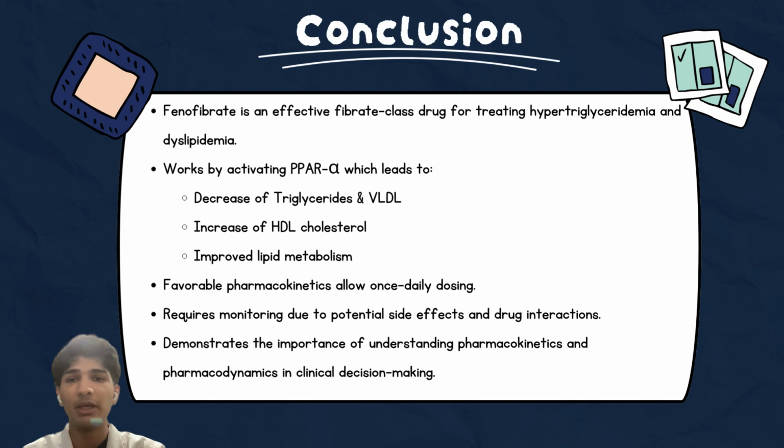By activating the PPAR alpha receptor, it improves lipid metabolism by lowering triglycerides and VLDL while increasing HDL cholesterol. Its pharmacokinetic profile, which includes conversion to the active metabolite fenofibric acid and a relatively long half-life, allows for convenient once-a-day dosing. And monitoring is important because of its potential side effects and drug interactions, especially when it's used with statins. So overall, fenofibrate demonstrates how understanding pharmacokinetics and pharmacodynamics helps guide safer and more effective treatment, which reduces cardiometabolic risks.